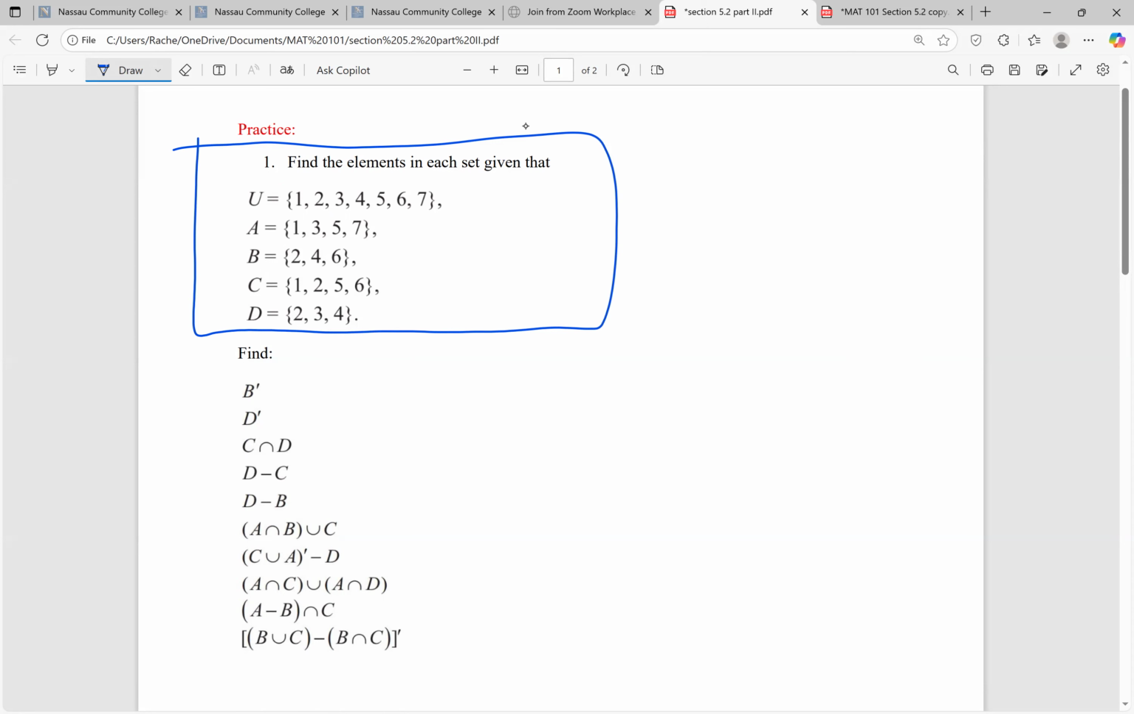B prime or B complement, right? This is going to be anything that's not in set B. So if set B is 2, 4, and 6, it's going to be everything else in the universal set. So B complement or B prime is going to be 1, 3, 5, and 7. That's everything that's not in B.